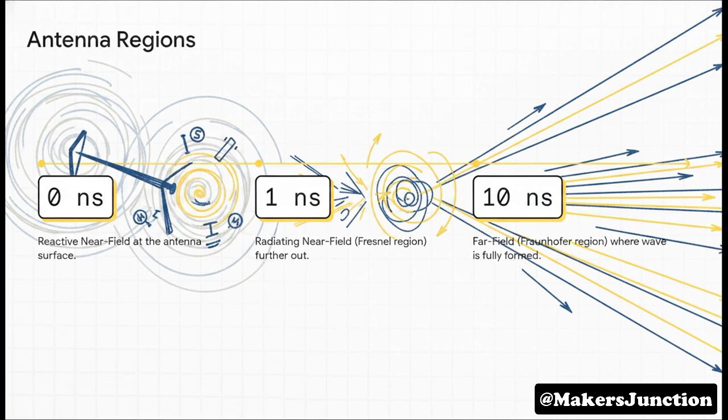Take a step further out and we hit the radiating near field, also known as the Fresnel region. Here the wave is radiating, but the angular field distribution still completely depends on your exact distance from the antenna. Finally, keep going and we reach the far field, the Fraunhofer region. Out here the wave is fully formed and its pattern is essentially independent of how far away you get.